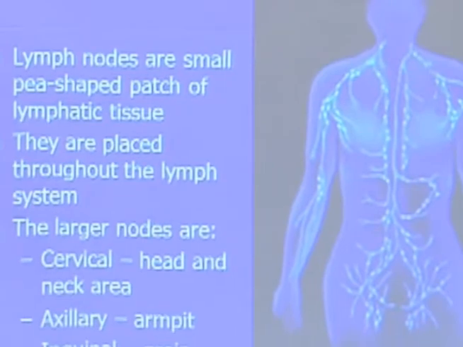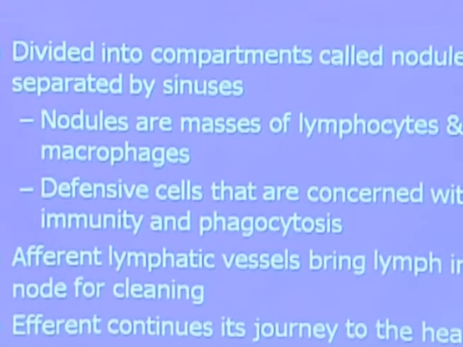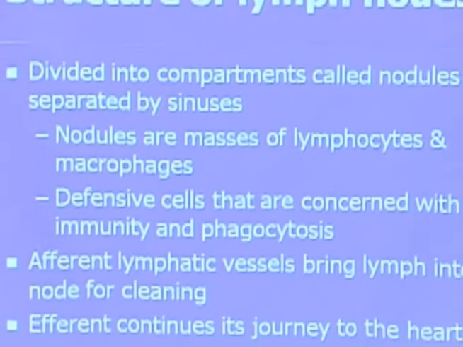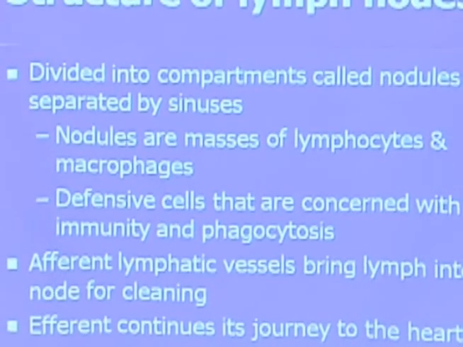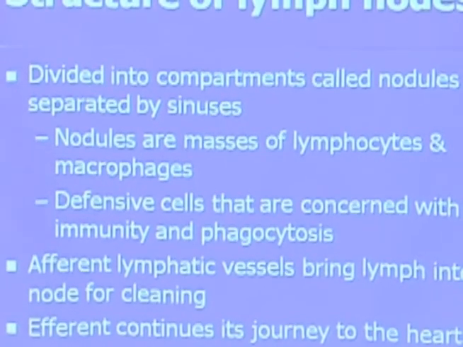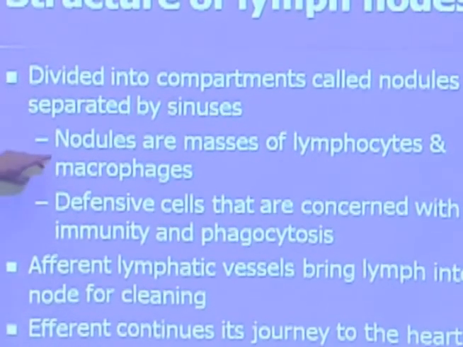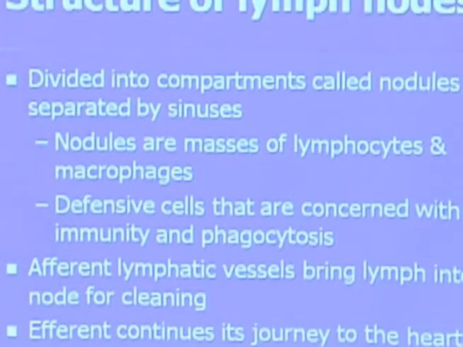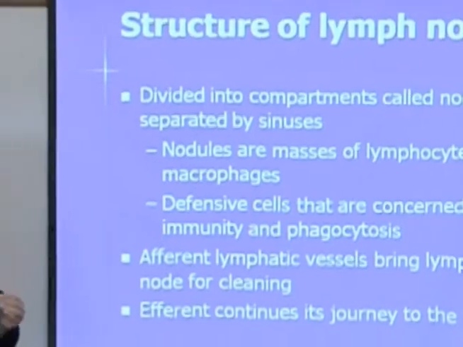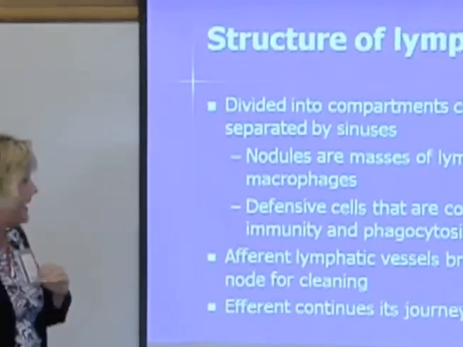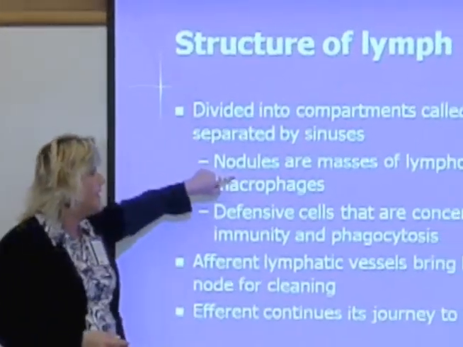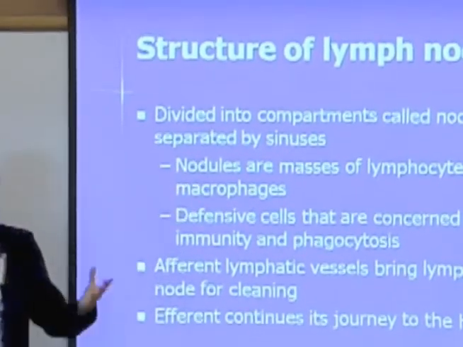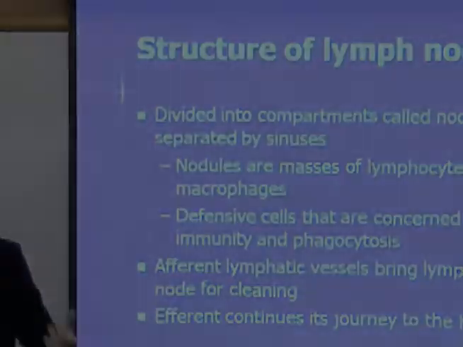And so here we go with our new topic: the structure of a lymph node. We can read this: it is divided into compartments called nodules and separated by sinuses. So there are 2 parts of a lymph node. The nodules are masses of lymphocytes and macrophages. Well, think about this for a minute. If all lymph is filtered through a lymph node, why would a particular part of the lymph node be composed of masses of lymphocytes and macrophages? That's telling you what the whole function of the lymph node is. What do you think, Lauren?